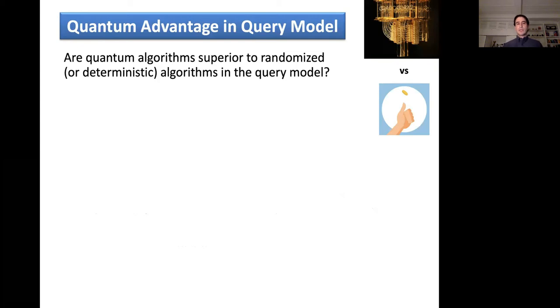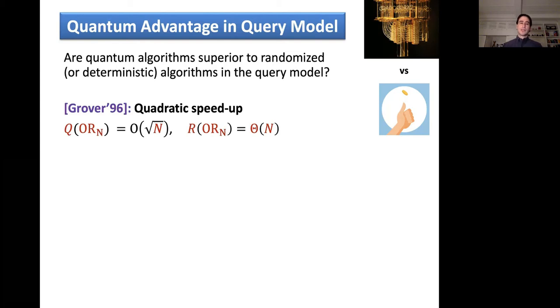So this brings us to the motivating question of this talk. We want to know whether quantum algorithms give us an advantage over randomized or deterministic algorithms. Unfortunately, we don't know it in the Turing machine model, because this is even harder than the P versus PSPACE question. However, we may ask this question in the more confined model of the black box setting or the query model.